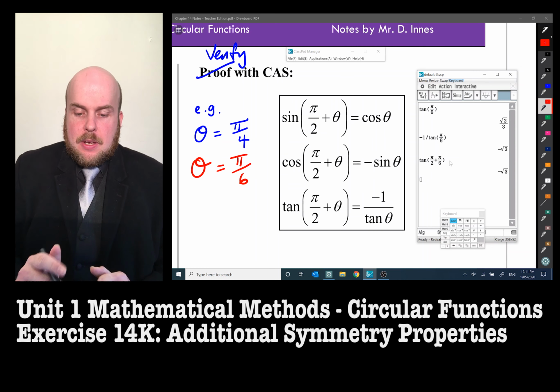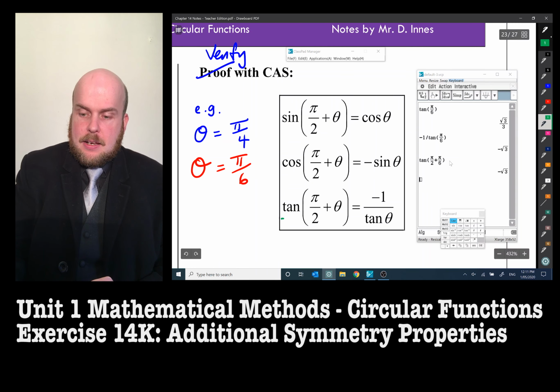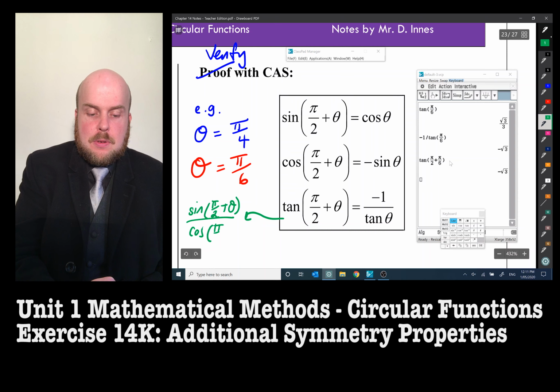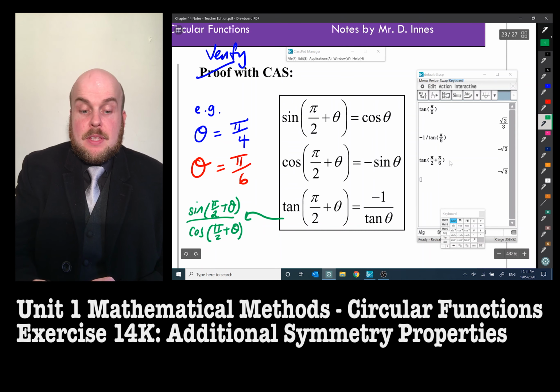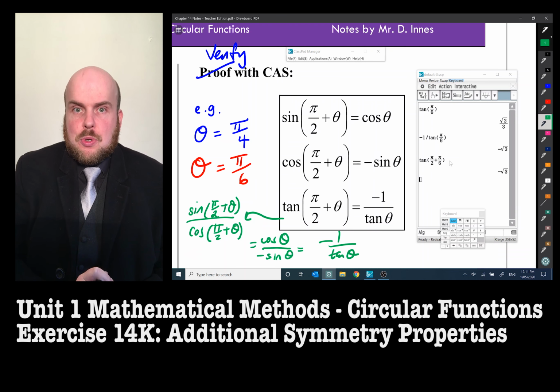Also, we could have done that same proof by doing a division, because with tan, don't forget that tan of pi on 2 plus theta would be equal to sine of pi on 2 plus theta over cos of pi on 2 plus theta, which of course, given the things that we have discovered already, would be equal to cos theta divided by negative sine theta. So in other words, negative 1 over tan theta. So that also will show it too.